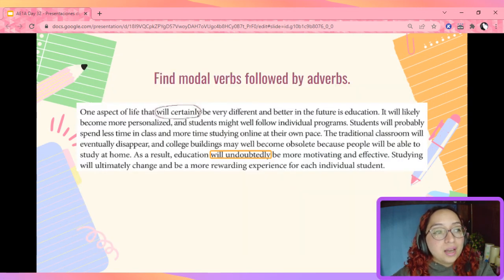So, I want you to please read the paragraph again and find modals followed by adverbs. We already have the first one, will certainly. And I also added another one, will undoubtedly. Pause the video, please. Okay, so you should have found will likely, might well, will probably, will eventually, and may well. Did you have the same?